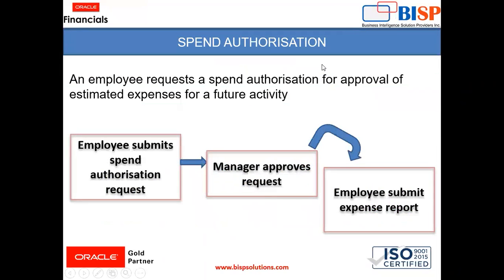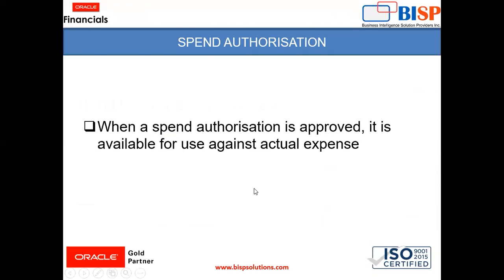Spend authorization can be requested by an employee for approval of estimated expenses for a future activity. The employee needs to submit a spend authorization request. After submitting it, the manager approves the request and then the employee can submit an expense report using that spend authorization. So when a spend authorization is approved, it is available for use against actual expenses.